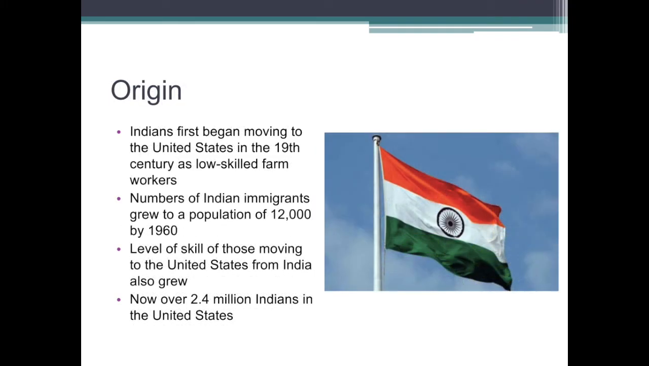Immigrants from India began coming to the United States in the mid-19th century. They were mostly low-skilled farm workers. As time went on, the numbers of Indians moving to the United States rose a great deal, and the population of Indian immigrants grew from 12,000 people in 1960 to over 2.4 million today.